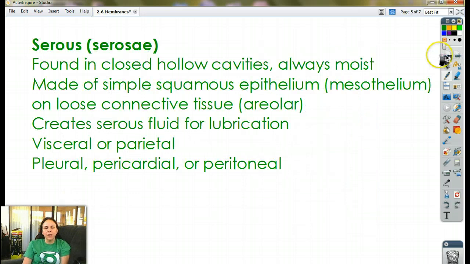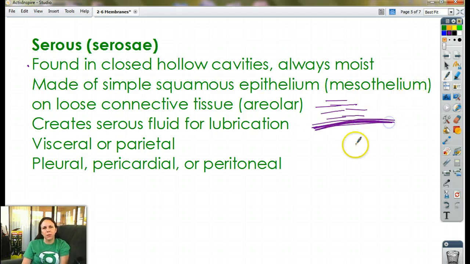Alright, and then the last kind is called the serous membranes, or serosae, which you should be familiar with. These are found in closed hollow cavities, whereas the previous one is in open hollow cavities. They're always moist because they're inside of your body. They're made out of simple squamous epithelium, so these little guys, which we also refer to as mesothelium sometimes. And they're bound to loose connective tissue, specifically areolar tissue below it.